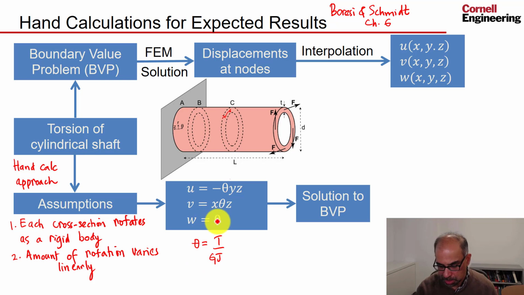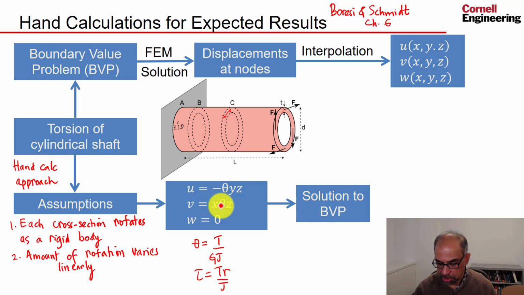And then, ultimately, once we know the displacements, we can calculate the shear, which is the only stress, there's only shear, there's no normal stresses, and the shear comes out to be Tr over J, which means it's going to vary linearly along the radius over any cross section. So that's something we can check in the ANSYS solution.